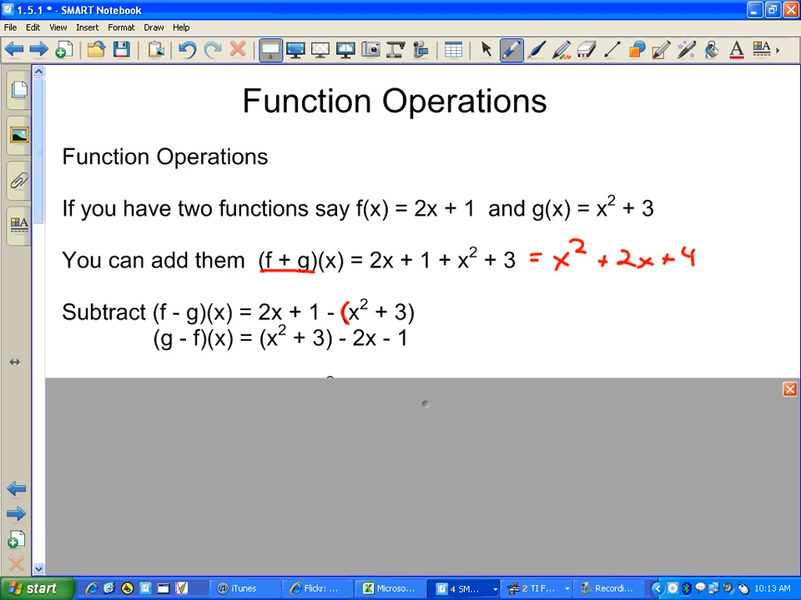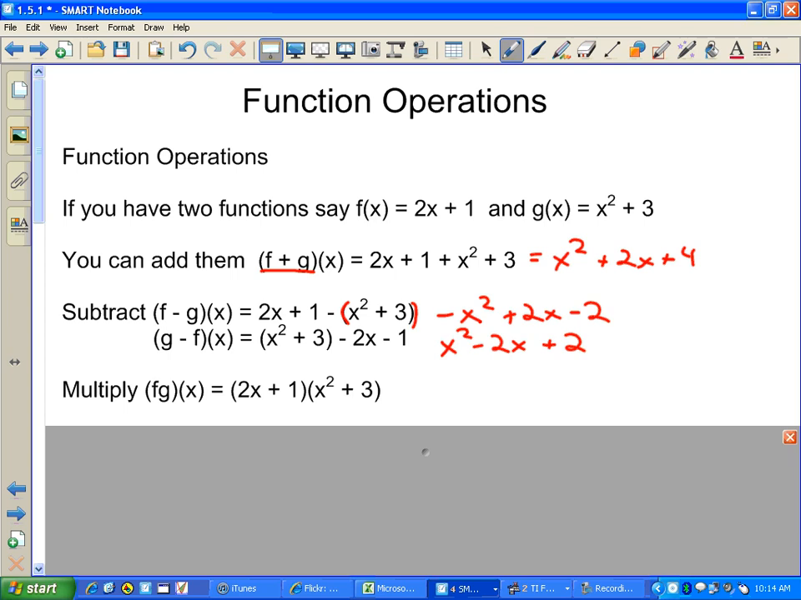So the big thing here is make sure you remember your parentheses. That way you'll remember to distribute your minus sign. So f minus g would turn out to be negative x squared plus 2x minus 2. And g minus f would end up being x squared minus 2x plus 2. Okay, so you're going to get different things. Subtraction, you can't switch spots and get the same thing.